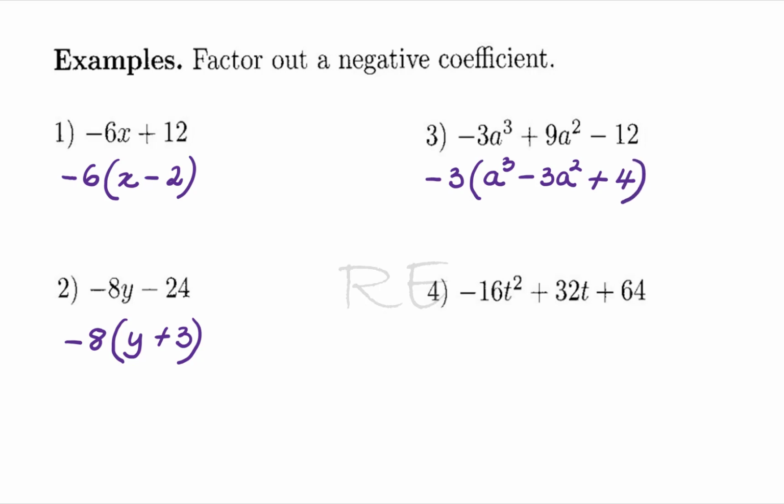If we choose to factor out -16, because 16 is the greatest common factor of those three terms, we'll obtain t squared minus 2t minus 4. Notice -16 times -4, positive 64.